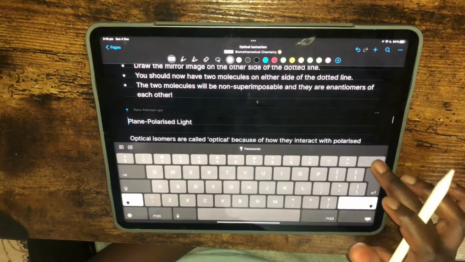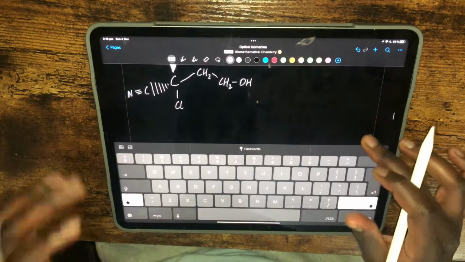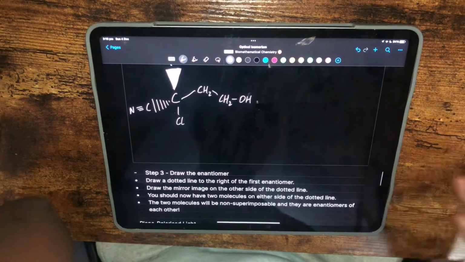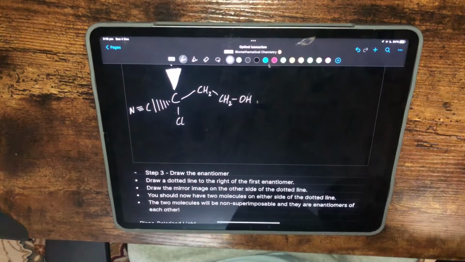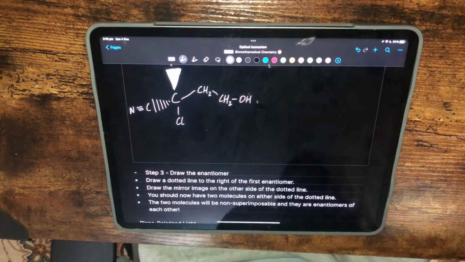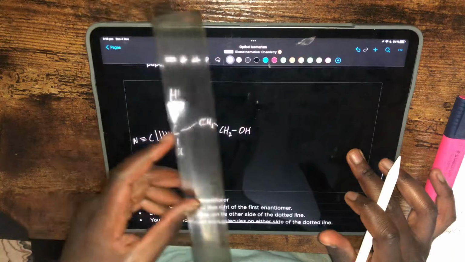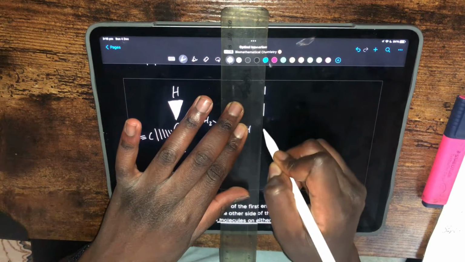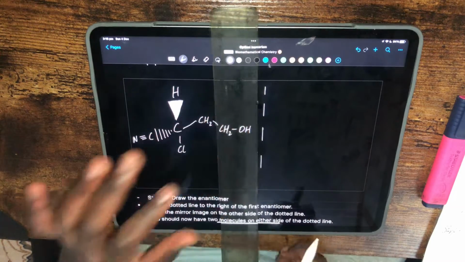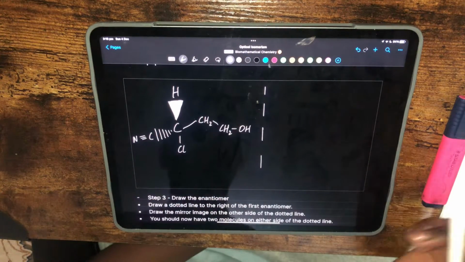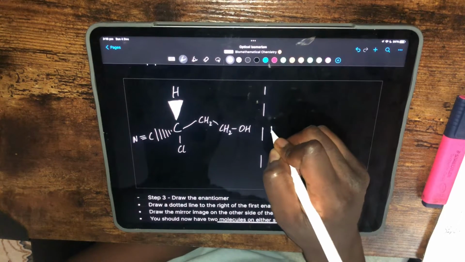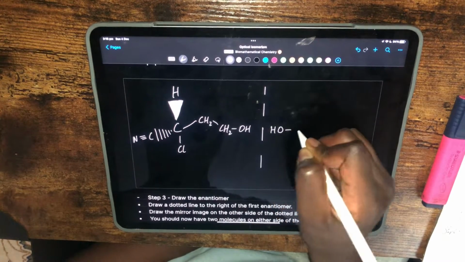Right. Okay. Once you've done that, the last thing you need to do is draw a mirror image. You do this little mirror line here, and then you just do the same thing. Maybe just get a mirror image of what you have. So do it like this.